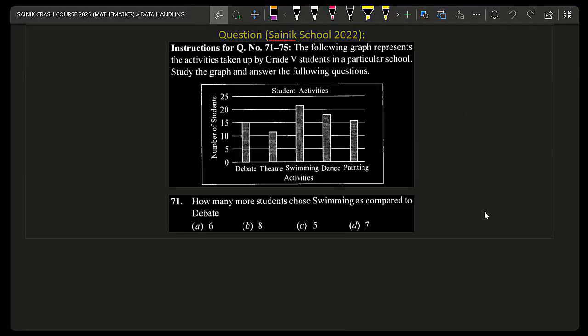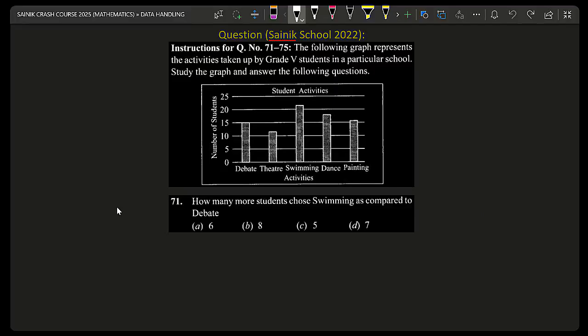Sanvi, can you read the question? Sanvi, read the question. From first onwards? No, only these two lines. Okay, sir. How many more students chose swimming as compared to debate?